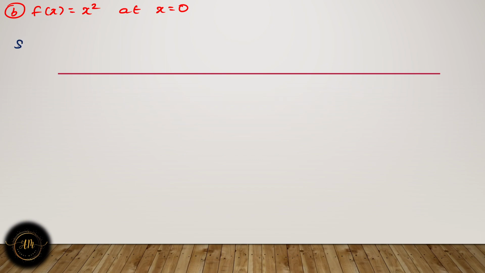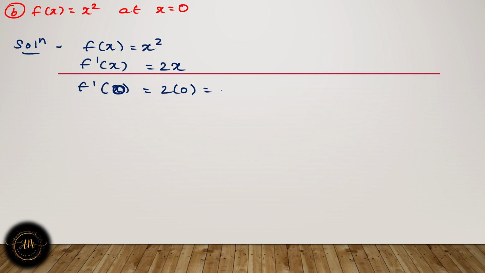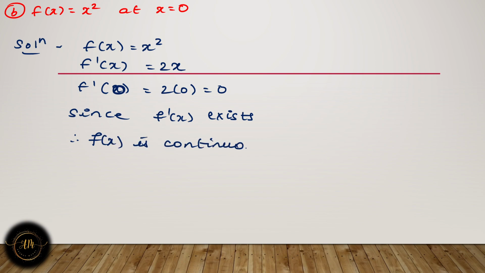So this is again a similar way. We'll take down the solution quickly. We know our f of x is x square. Find the derivative of it, f dash x, which is nothing but 2x. The derivative at 0 is nothing but 2 into 0, that is nothing but 0. Alright, since the derivative is existing, since f dash x exists, therefore f of x is continuous at x equals 0. Clear with this? Simple. Both the questions are of the same method. You're solving both of them using the same methodology and same approach.